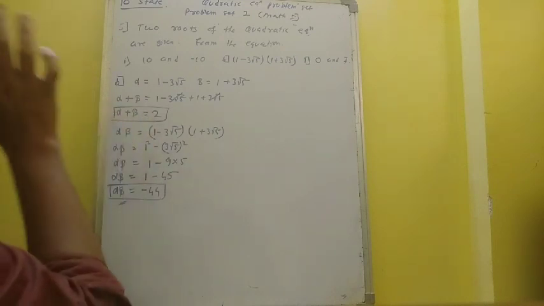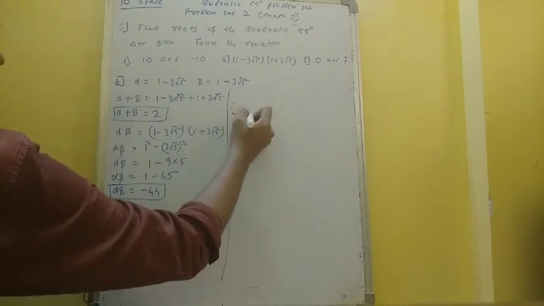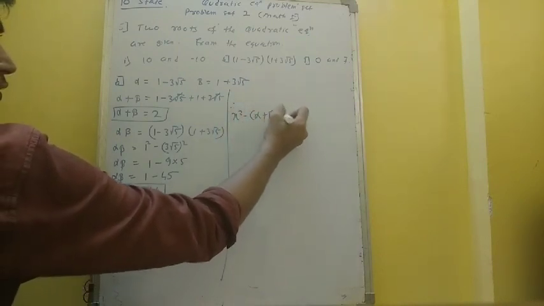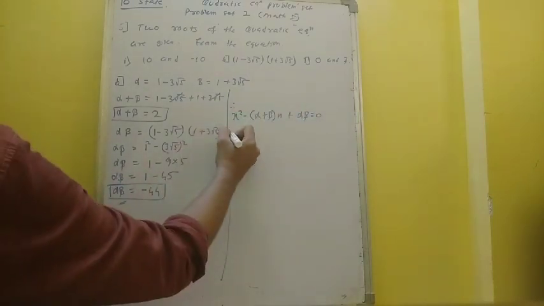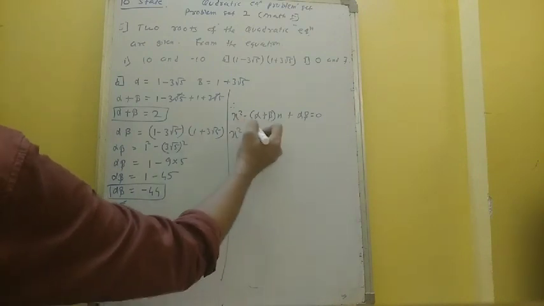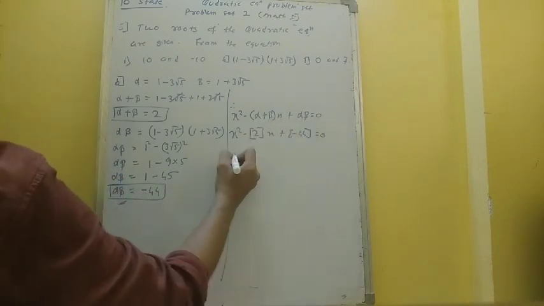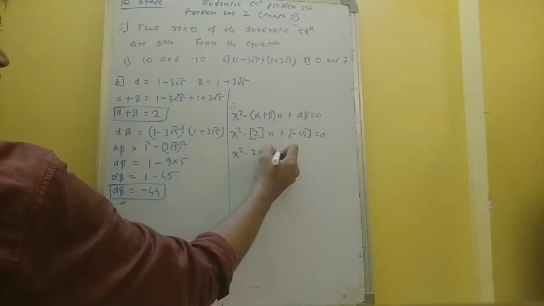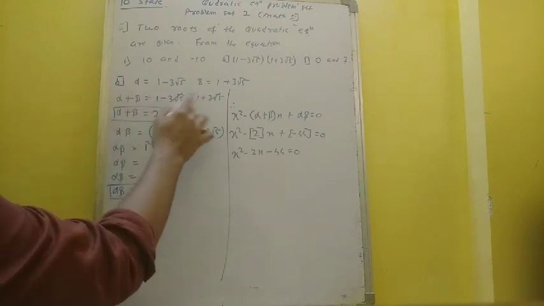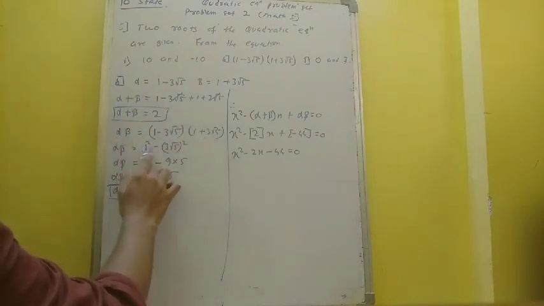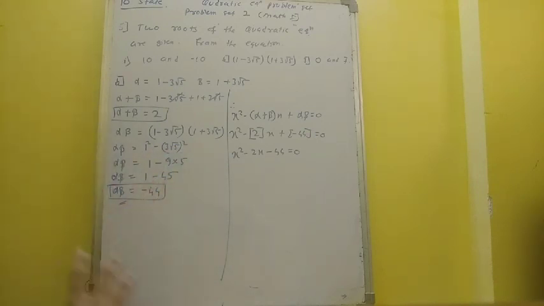Okay, so we have alpha plus beta and we have alpha times beta. Now we will frame the quadratic equation. Therefore x square minus sum of the roots into x plus product of the roots. The sum of the roots is 2, and the product of the roots is minus 44. So x square minus 2x minus 44 is equal to 0. Okay, let's check: 1 plus 1 is 2, and 1 minus 45 is minus 44. Yes. Okay, please take the screenshot of the quadratic equation.